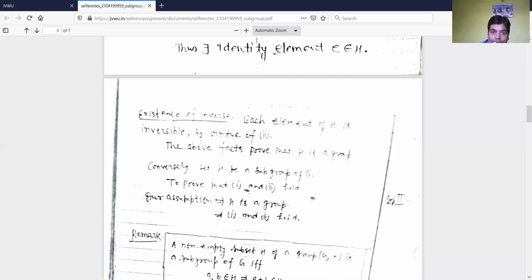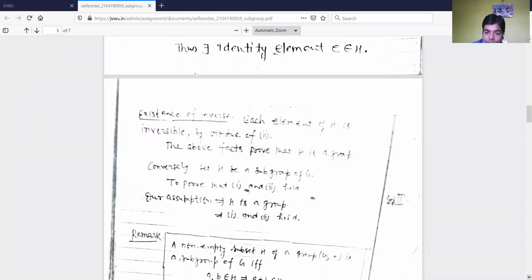It means if H is a subgroup of G, then it will satisfy two properties: A, B belongs to G implies AB belongs to G, and the second property is A belongs to G implies A inverse will also belong to G. And if H already satisfies these properties, then H will also be a subgroup. This is the reverse of this theorem.